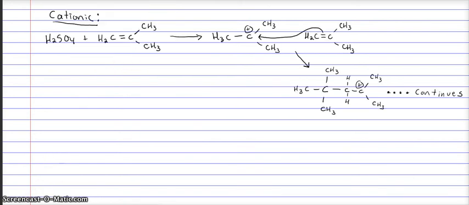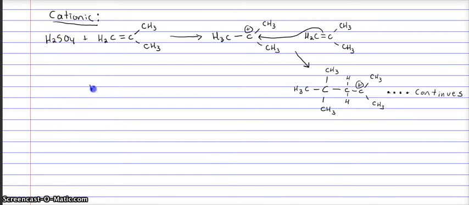I'd like to end this discussion on alkenes by looking at three types of polymerizations. The first will be cationic, the second is radical, and the third is anionic. Let's begin with the cationic polymerization. We're going to need an alkene as well as a strong acid. In this case, this is sulfuric acid.